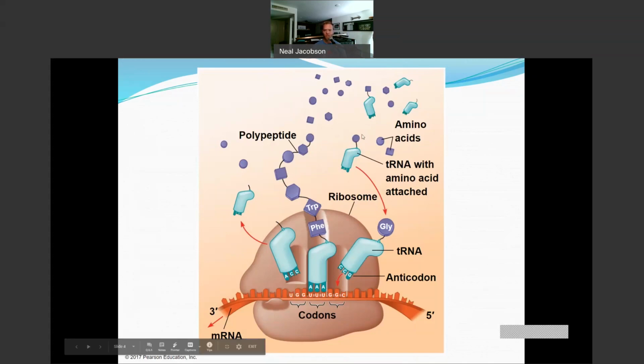So the tRNAs with the amino acids attached are going to come in with their anticodon. They're going to find their codon, the codon they match up to. That happens in the A site. Then the ribosome shifts one codon to the right.